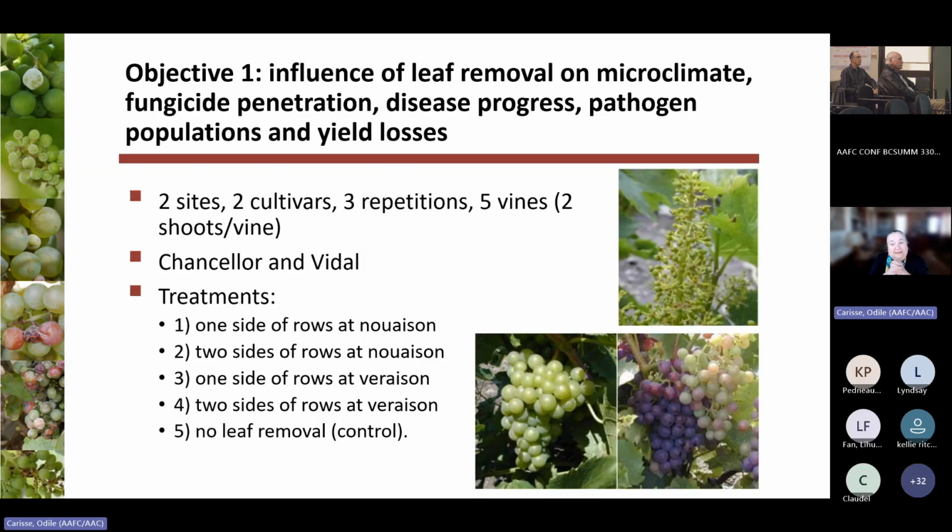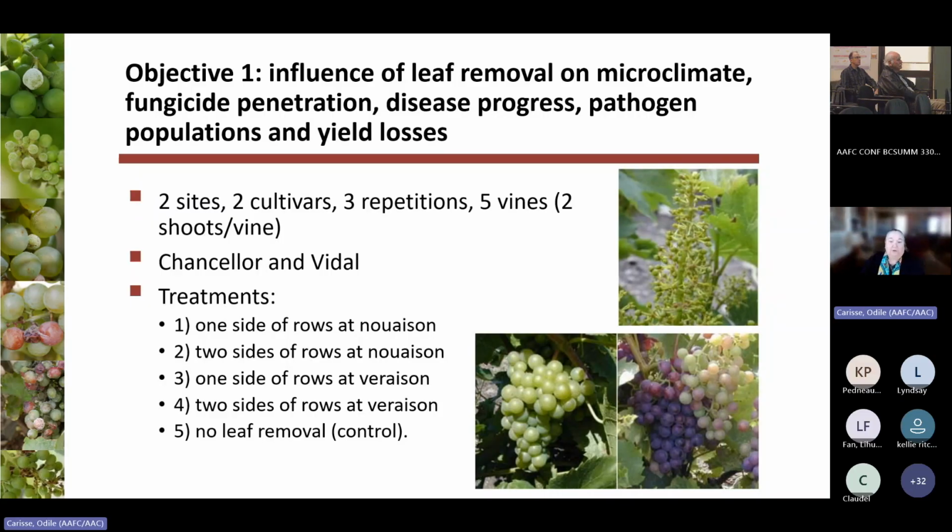So for the first objective, we conducted very classical experiments. It was done at the experimental farm of Agriculture and Agri-Food Canada in Frelighsburg, as well as at the CRAM. CRAM was another research station run by our collaborator, Dr. Provost. And we conducted the experiment on 2 cultivars, Chancellor and Vidal. We had classical repetition, and the treatments were leaf removal. We removed about 80 to 85% of the leaves in the cluster zone, and this was done either on one side of rows or 2 sides of rows at 2 times, nouaison and veraison.